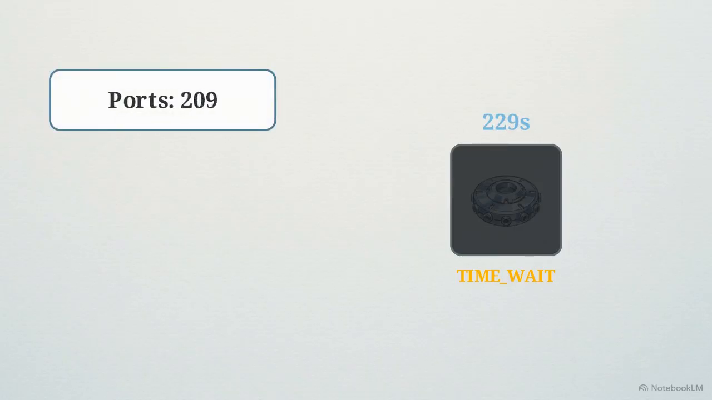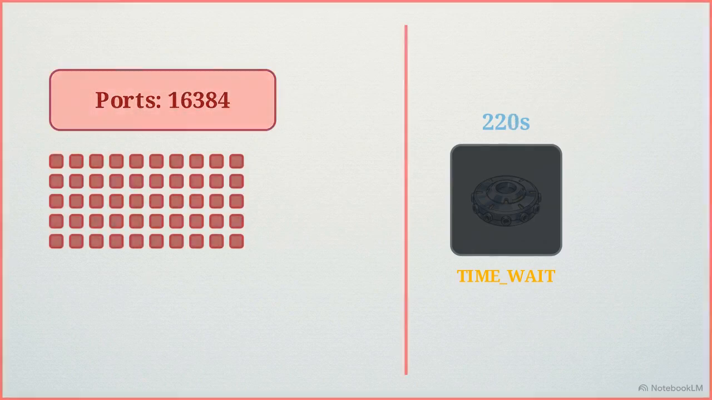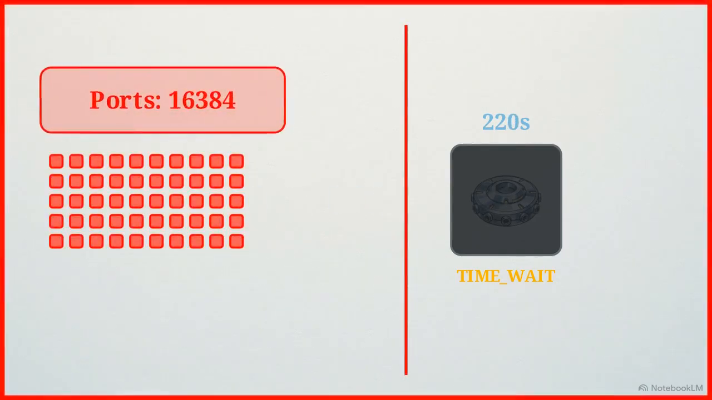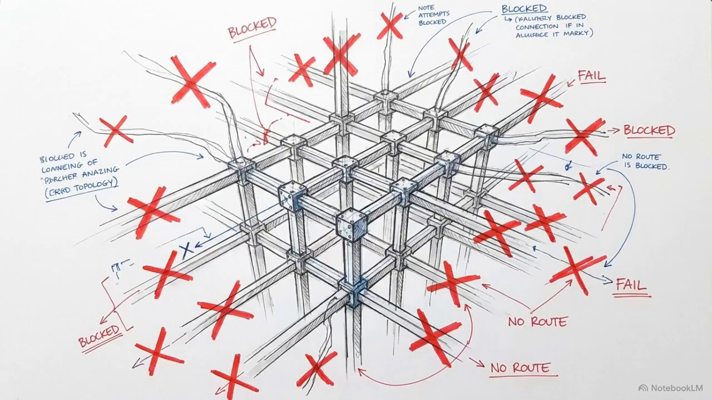With a limit of 16,384 available ports, high-frequency telemetry requests hit this physical ceiling in under 4 minutes. This triggers a socket exception cascade. The server appears perfectly healthy regarding CPU and memory, but it becomes structurally incapable of opening new outbound connections.